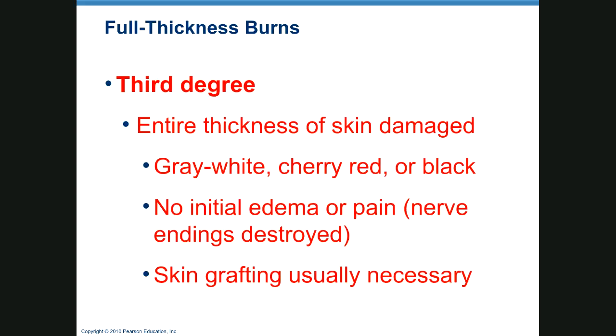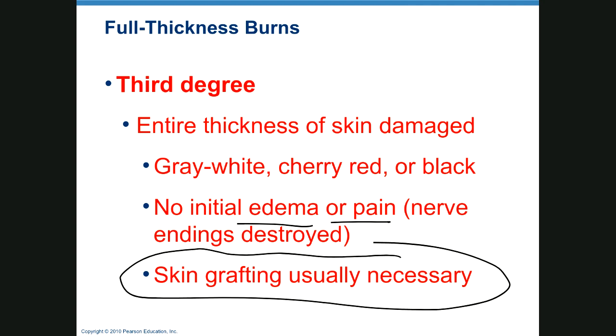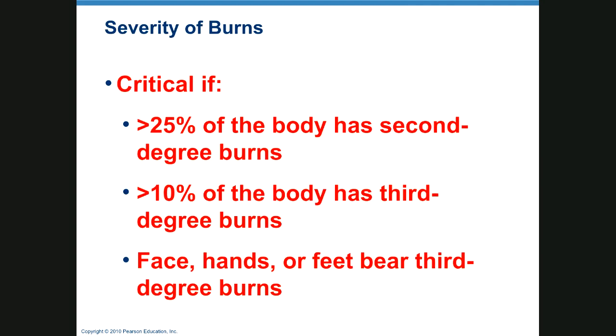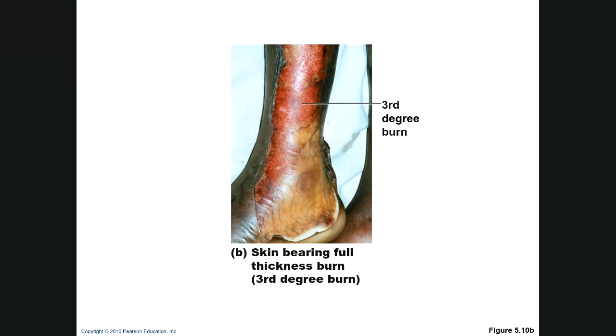Third-degree burn is the most serious kind of burn in which all 3 layers of the skin, or 2 layers, and sometimes even deeper into the adipose tissue layer, have been burned. The color may change depending on the degree of the burn, on the type of burn, what caused the burn. It could be black, it could be cherry red, it could be gray or white. Initially there's no edema or pain because the nerves have been destroyed. Typically, these kinds of burns require surgery, skin grafting, and they are critical. So there's a little picture here of a third-degree burn, and it gives you the seriousness of the burn.